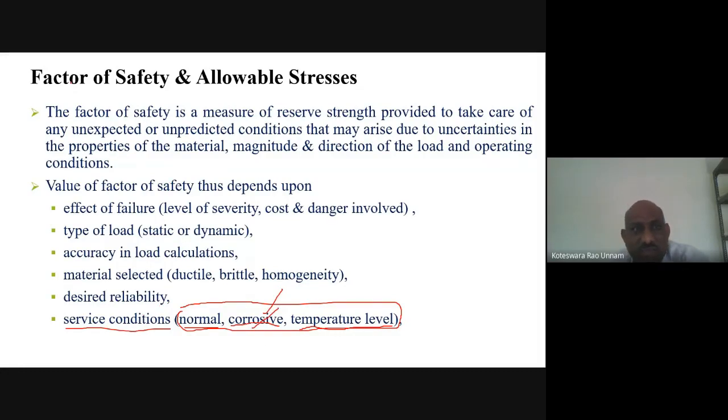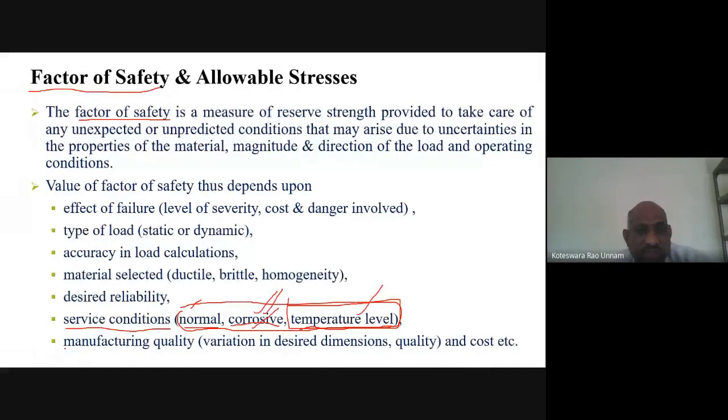In that case, a higher factor of safety may need to be considered when the component is operating in a corrosive environment. Similarly, when there are fluctuations in temperature, the component may be subjected to a thermal load, which is again fatigue in nature. Because of these temperature fluctuations, the component life will decrease drastically. Therefore, in order to have a reliable life for the system or the component, the factor of safety should be higher in this case when compared to normal working or operating conditions.